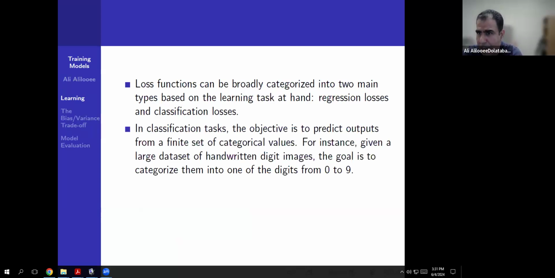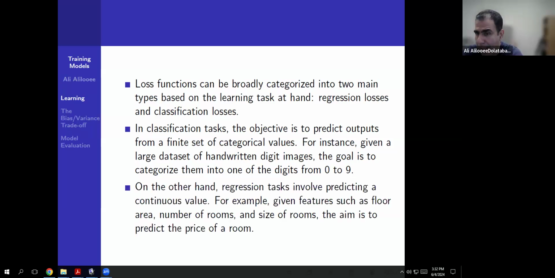In the classification task, the objective is to predict outputs from a finite set of categorical values, as we had this before. For instance, given a data set of handwritten digit images, as we explained before, this data set is called MNIST. We will see more about these data sets. The goal is to categorize them into one of the digits from 0 to 9, because here we have the data set which consists of handwritten digits 0 to 9, and the goal is to classify them into 10 classes.